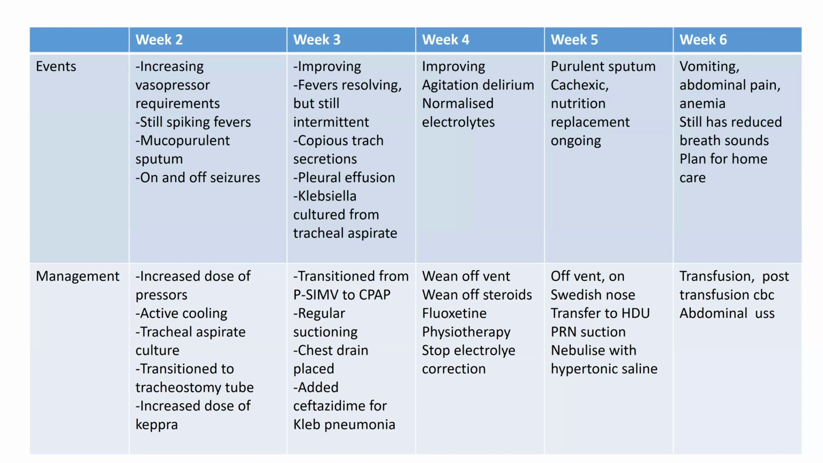And obviously, we still had reduced breath sounds. We planned to discharge him after the vomiting and abdominal pain had been worked upon. For his anemia, he was transfused, and a post-transfusion CBC was requested. At that time, the HB was 9.6 post-transfusion.